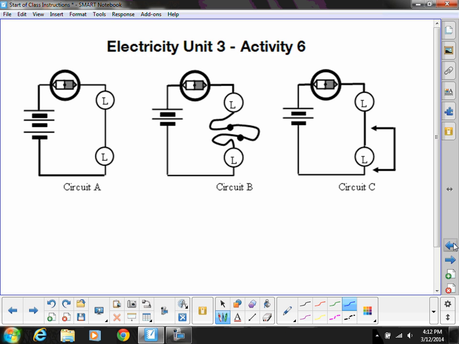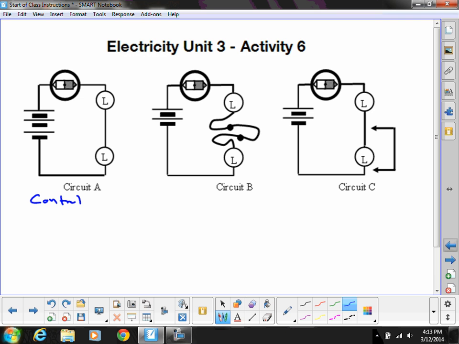The first circuit here, circuit A, this is essentially our control for Activity 6. We're going to have the battery pack, the 2 long bulbs hooked up in series with one another, and then the compass. Make sure you place the compass underneath the same wire each time. It should be the wire that's leaving the positive terminal of your battery pack. So that's what's shown here. Okay. So we're going to hook that circuit up.